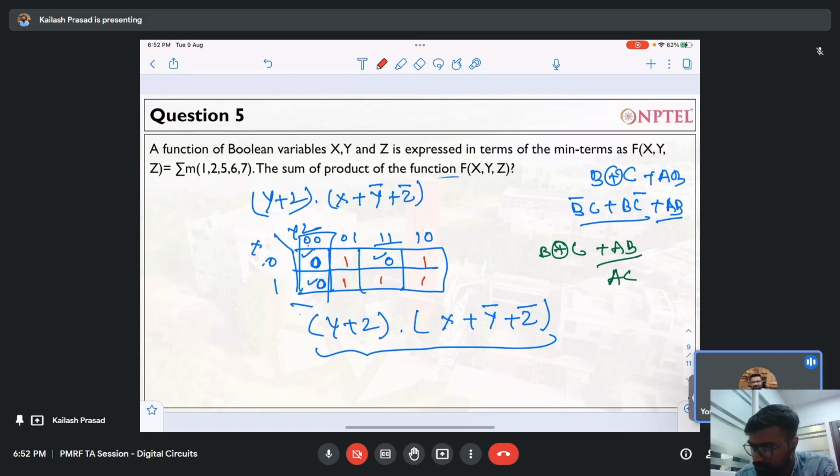So in this particular case, you have to write it in the product of sums form, right? So the first term will be y instead of y bar, right? And the second term will be z, and it will be added. Okay, it will be like this. And similarly here, because it is 0, it will be x, right? And then here it will be y bar, and here it will be z bar. So this is y bar and this is my z bar.